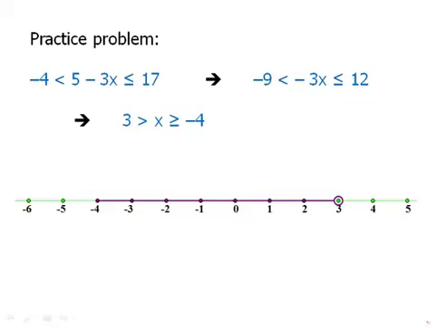So the left endpoint is included in the solution. The right endpoint is not included in the solution. And just to be clear, we could have any decimal up to 3. We could have 2.9, 2.99, 2.9999999. We could have any decimal as close as we want to 3, and that would still be in the solution. We just can't equal 3.